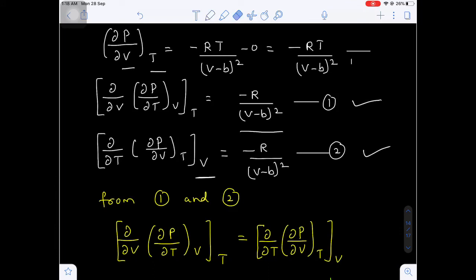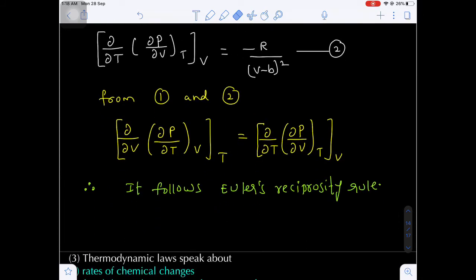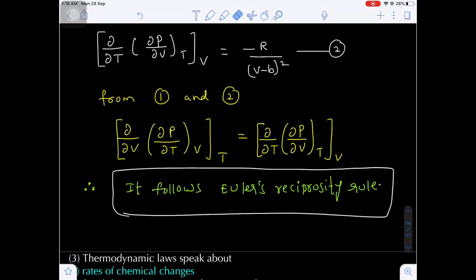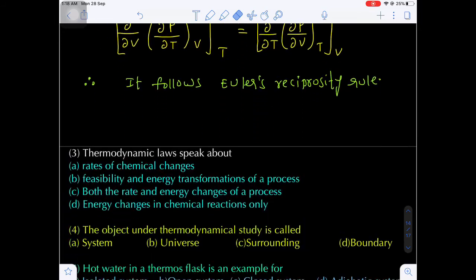RHS is the same, which means LHS must be equal to the same. So from here also we can conclude that it follows Euler's reciprocity. That's why the pressure of a real gas is a state function. Pressure of 1 mole of a real gas is a state function.